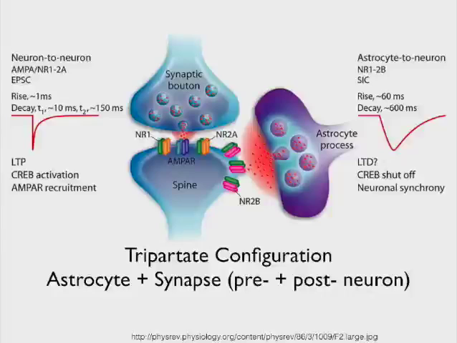Some time ago, I forget exactly when, a concept was proposed which is now called the tripartite configuration. The tripartite configuration is a link between the presynaptic neuron, the postsynaptic neuron, and the astrocyte. This astrocyte wraps around the synaptic connection, and they form a tight coupling. You actually see this in imagery. Not all synapses have an associated astrocyte, but there are many such connections.